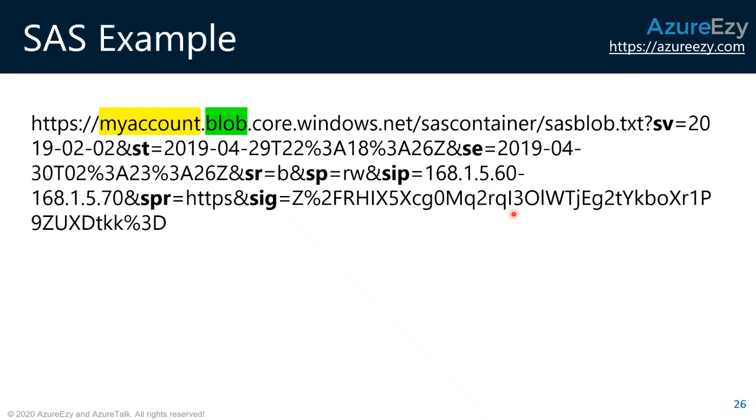Okay. Then we also have the option to specify the protocol, whether it would be HTTP or HTTPS. So if you have specified that, the protocol will appear here like SPR. SPR stands for the protocol here. Okay, like here in this example, it is HTTPS. So it will be accessible on the HTTPS protocol. Then at last you see the SIG, that is the signature. Okay, that is assigned to your SAS URI. Right. So this is one example.